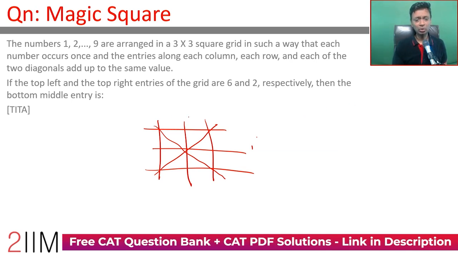To start with, 1 to 9 are all distributed. The total of all this should be 9 into 10 by 2, which is 45. Each column and each row add up to the same number. 3 rows make up the whole grid. So the sum has got to be 15. Now let's put the numbers in.